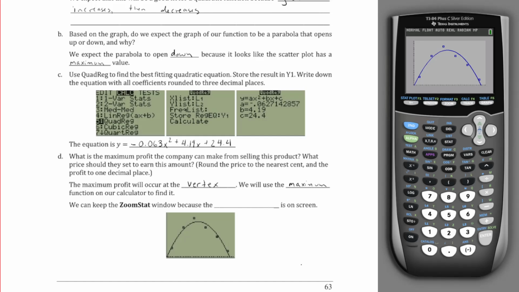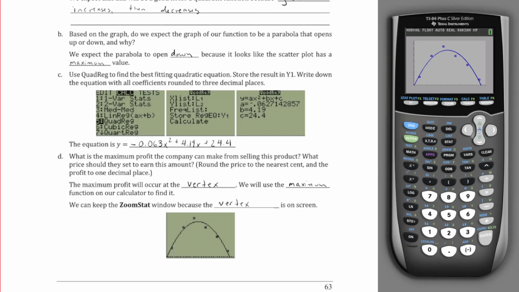And we can keep our zoom stat window because the vertex is on screen right now, right? When we drew that graph, we could see the vertex. We see where the parabola turns from increasing to decreasing, so we don't need to monkey with our window.